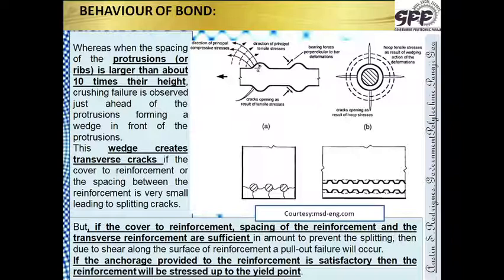Now understand this part. If the cover to the reinforcement, spacing of the reinforcement and transverse reinforcement, that is shear stirrups, are provided in sufficient amount, then splitting can be avoided totally, and then only pull out failure will occur. And about this pull out, we understand that if the proper anchorage is provided to the reinforcement, then the reinforcement will be stressed up to the yield point. And what we are doing is designing everything up to the yield point. So we need to take care that the cover of the reinforcement, the spacing of the reinforcement and the shear stirrups provided are adequate so as to take care of this.